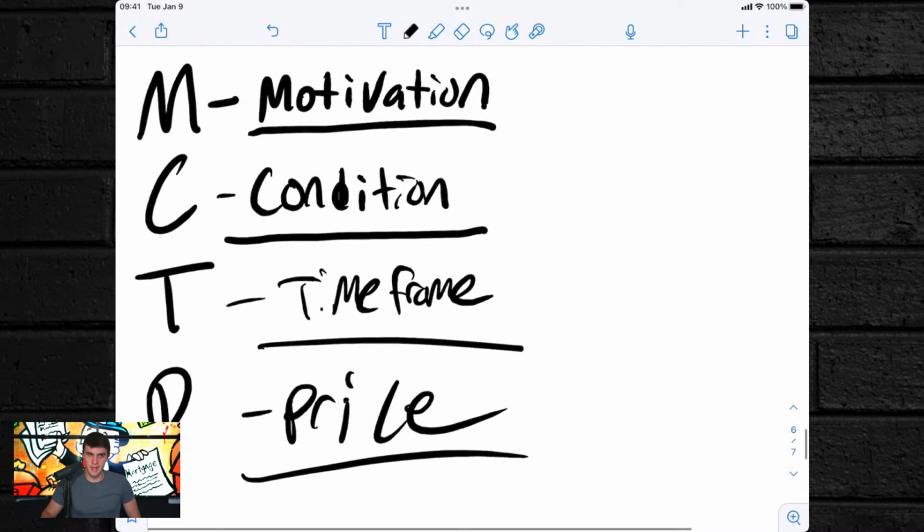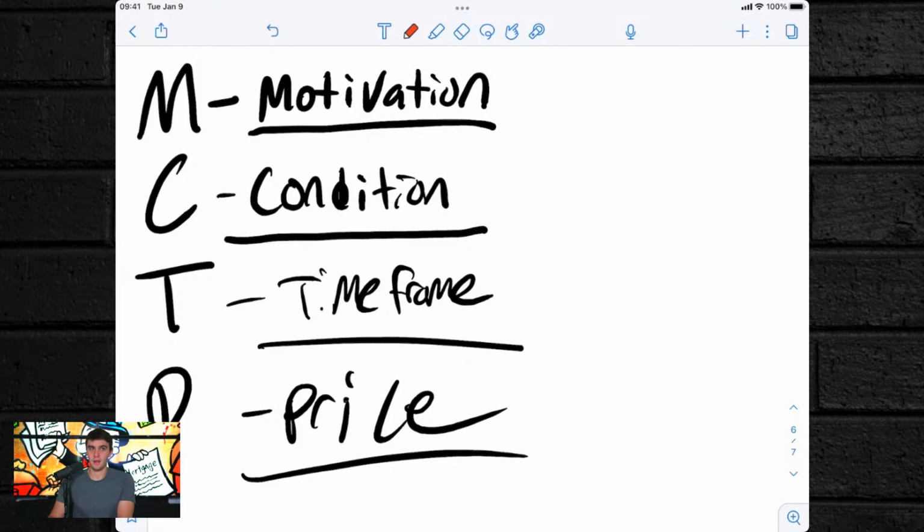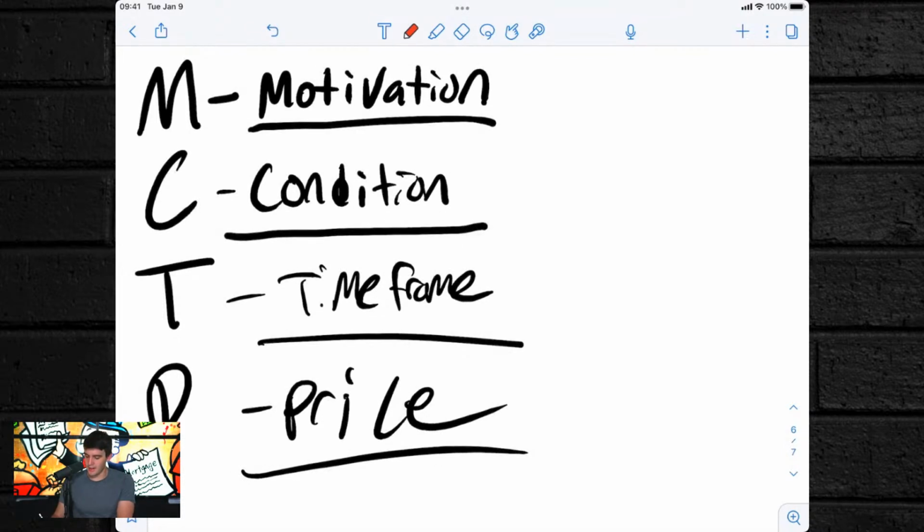This is what we have to understand. When we're looking at the motivation, condition, time frame, and price here, I want people to understand that motivation is the most important part, okay? When you're talking to a seller on these principles, just understand that price I can always change, right? I can just give them a different offer. I can make somebody want to sell their house for less or more. I can change that, right?